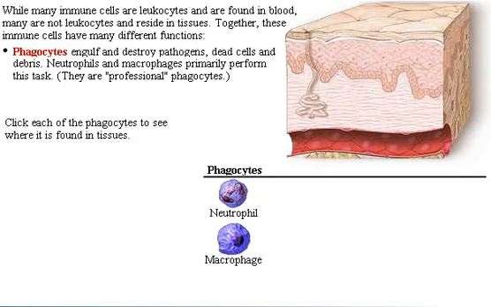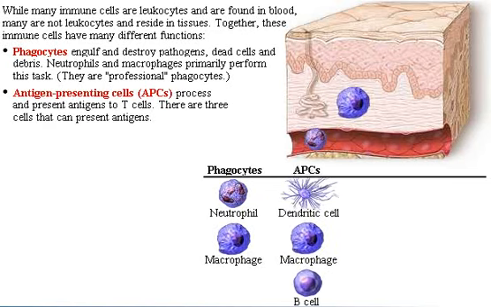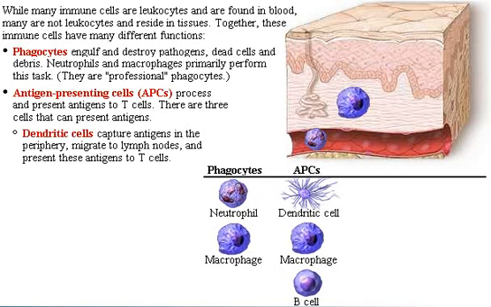Click each of the phagocytes to see where they are found in tissues. Other cells, known as antigen-presenting cells, process and present antigens to T cells. There are 3 types of cells that can present antigens. Dendritic cells are specialized antigen-presenting cells dedicated solely to this function. They capture antigens in the periphery, migrate to lymph nodes, and present these antigens to T cells wandering through the lymph node. Macrophages and B cells can also act as antigen-presenting cells.